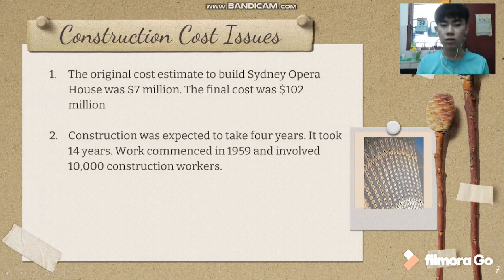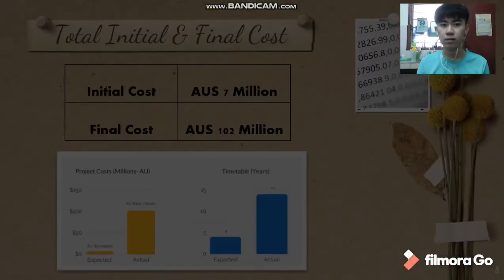The construction cost issue: there are two issues in this project. First, there is the over-budget issue, and then the second is the over-time issue. I will explain further in the solution part.